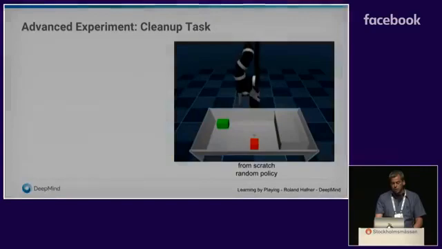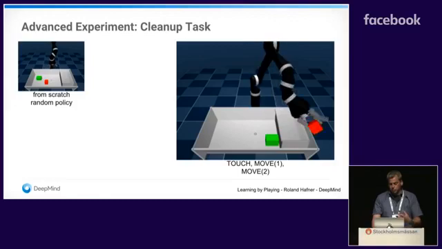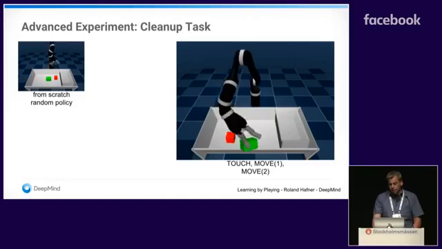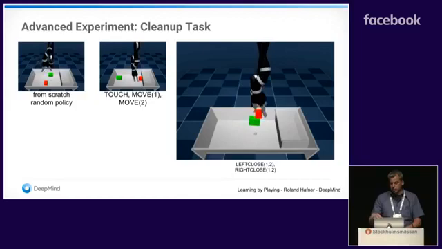So it all starts with a random policy. Then it starts to see some rewards for touch and move, so it learns touch and move. Then the next step, it learns something like left close and right close, which are also in our auxiliary set. So it puts the red one on the right side and now the green one on the right side of the left, maybe.